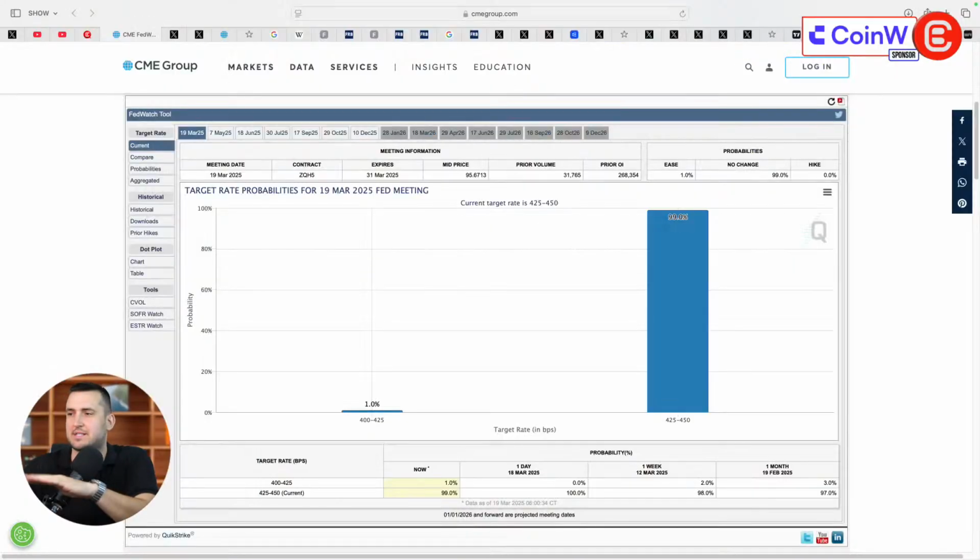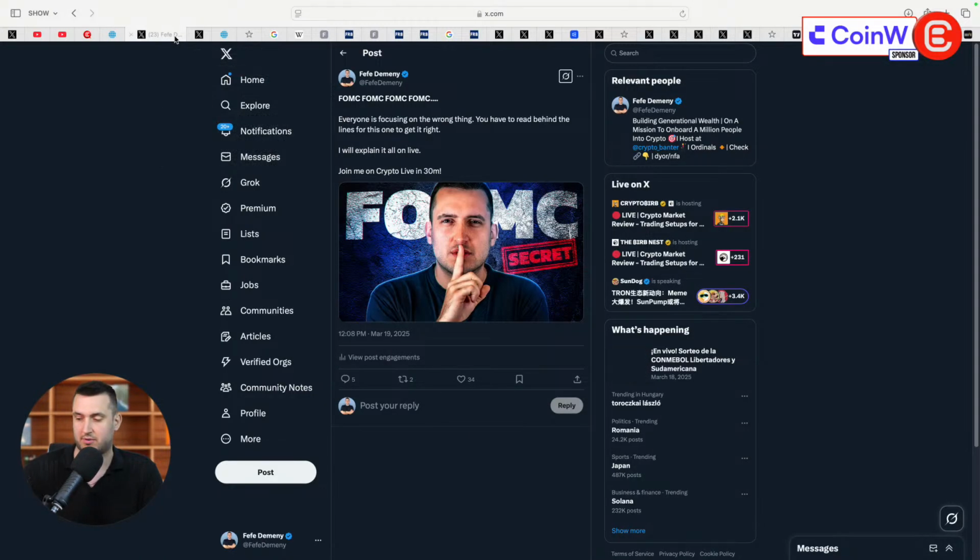We know that today's FOMC is going to be a complete nothing burger. With 99% probability there will be no rate cuts. If there was going to be one, we would pop champagne and come back here completely euphoric, but it's not going to happen. Most likely, there's a 99% chance that there is not going to be a rate cut.